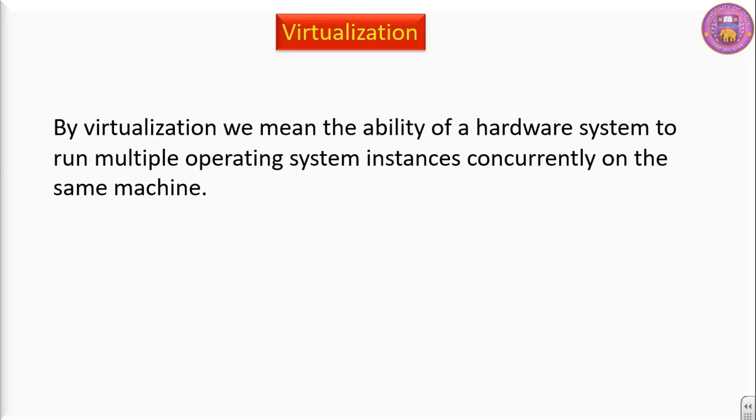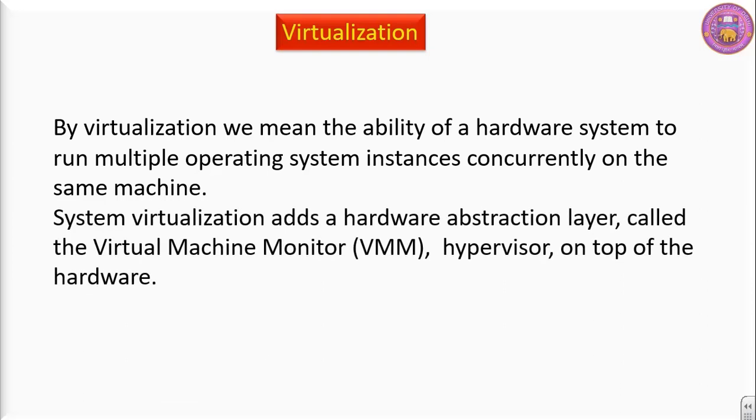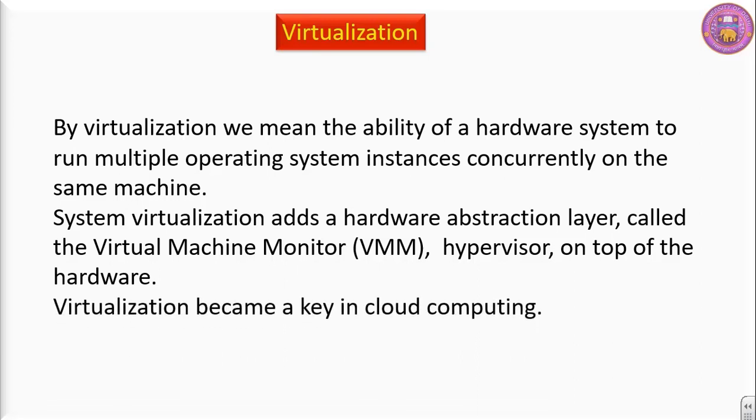By virtualization, we mean the ability of the hardware system to run multiple operating system instances concurrently on the same machine. System virtualization adds a hardware abstraction layer called Virtual Machine Monitor (VMM), which is also termed as hypervisor, on top of the hardware. Virtualization became a key in cloud computing.